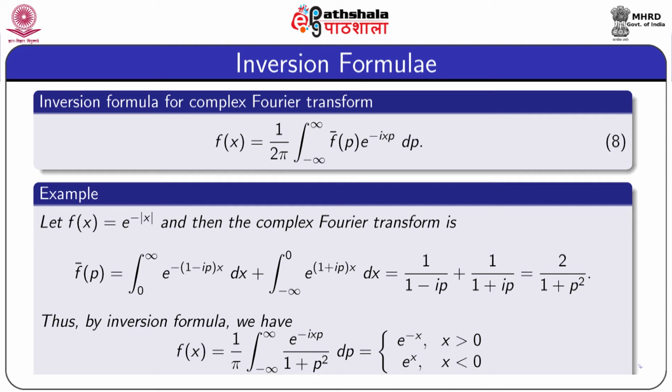Now, the inverse Fourier transform of this f bar p is f(x) equals 1 by pi integration minus infinity to plus infinity e to the power i x p by 1 plus p square dp. If we evaluate that integral, we get its value as e to the power minus x for x greater than 0, and e to the power x for x less than 0. So, combining these two results, we can say that f(x) equals e to the power minus mod x.